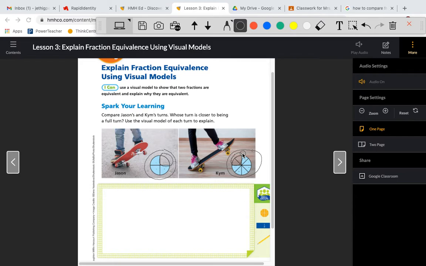It's the same size. It's the same shape. The only thing that makes it different is you have one equal part here and you have 2 equal parts that make up that space. So to answer our question, whose turn is closer to being a full turn, we could say that neither of them.